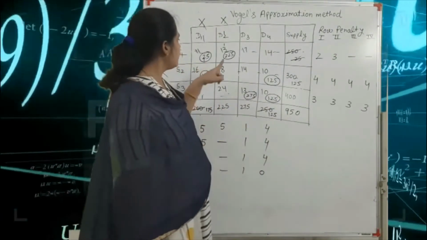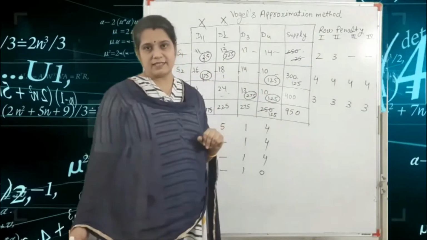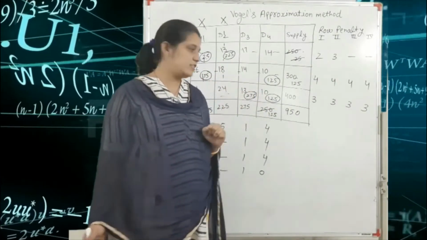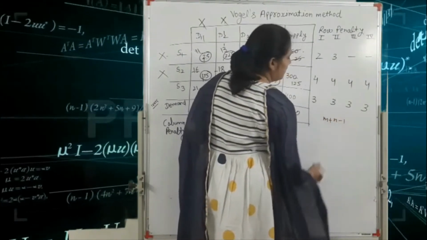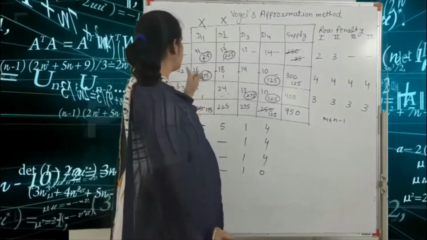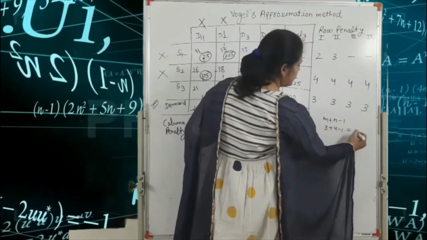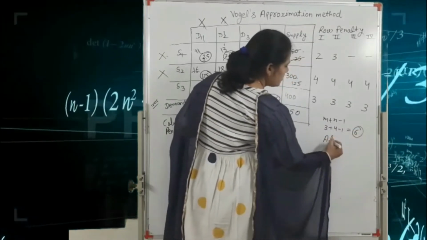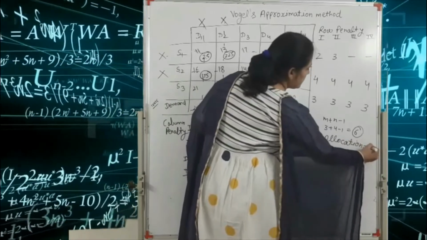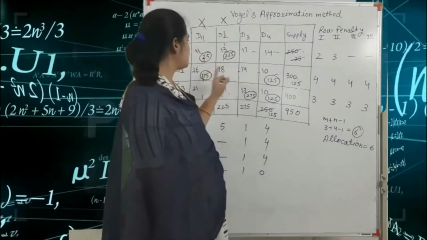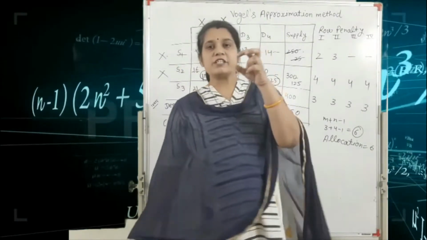Okay. So here the allocation cells are 1, 2, 3, 4, 5 and 6. So what is the condition for the allocation cell? Your rows plus columns minus 1, that means here we have 3 rows and 4 columns minus 1, that means total 6. So allocation cells are total 6. Okay, so you choose here 1, 2, 3, 4, 5, 6. So you check here, that means your allocation is correct.